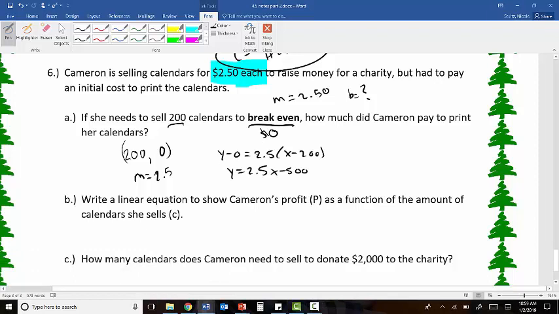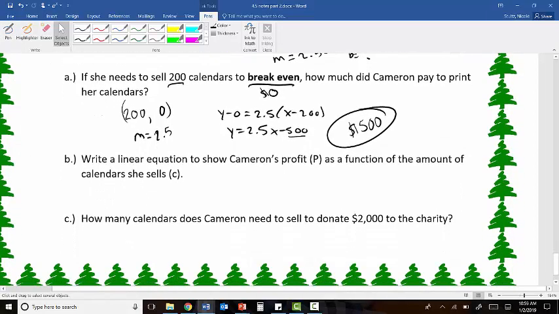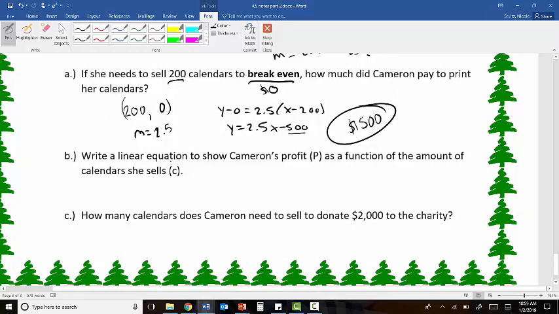So hopefully you substituted correctly and you get 2.5x minus 500. So the question says, how much did Cameron pay to start out? All right, well, the startup cost is $500. So Cameron had to pay or put in $500 to start up the calendar business. Letter B says, write a linear equation. Well, we already did that, but they want you to use P and C now. We're going to change our money, our Y, into P, and we're going to change our X into C. So that part's pretty easy. You really don't have to do work for that.